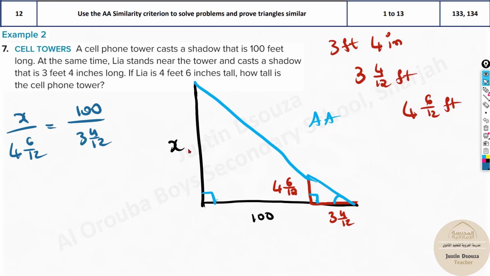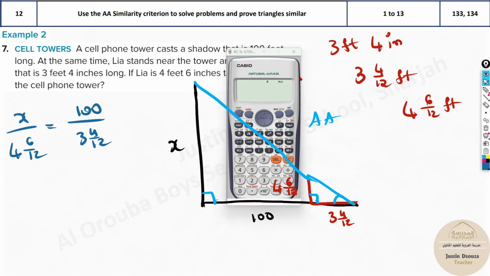So we write the proportionality: the upright values, the shadow values. Let's take out the calculators. All you can do is directly input them. It's fine. Alpha x equals divided by 4.